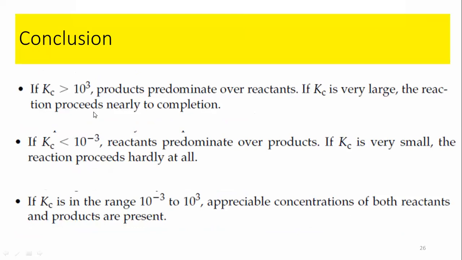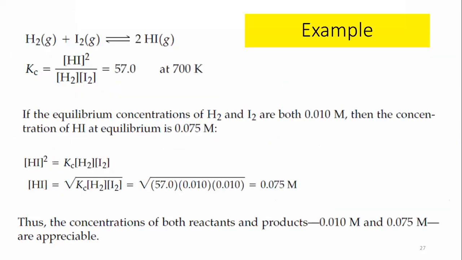And the first two I have explained in the previous slide with examples where the values of the Kc were given. So these are the conclusions based on the value of the equilibrium constant. Now you must keep in mind, if the value of the Kc is greater than 10^3, less than 10^-3, or in between the range of this, then you can predict and you can judge the extent of the chemical reaction based on these values.